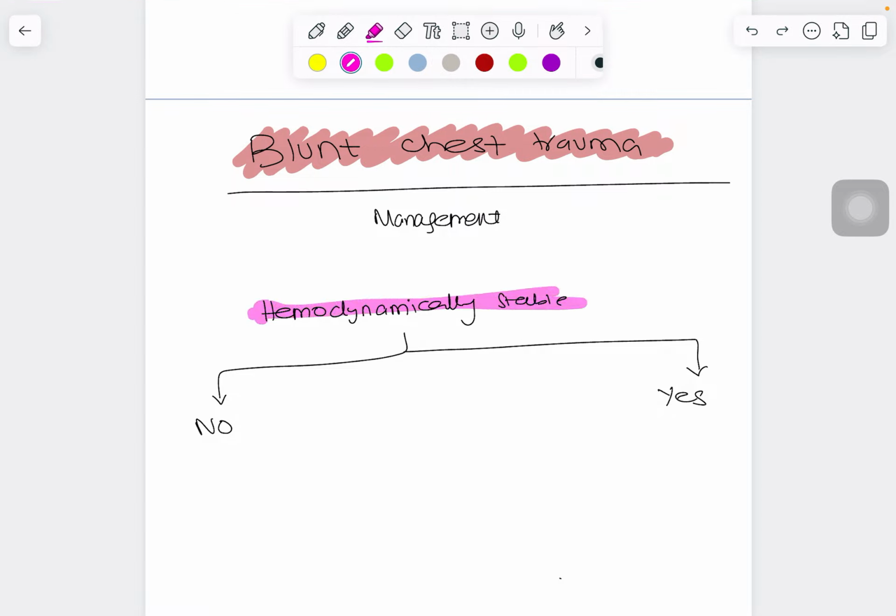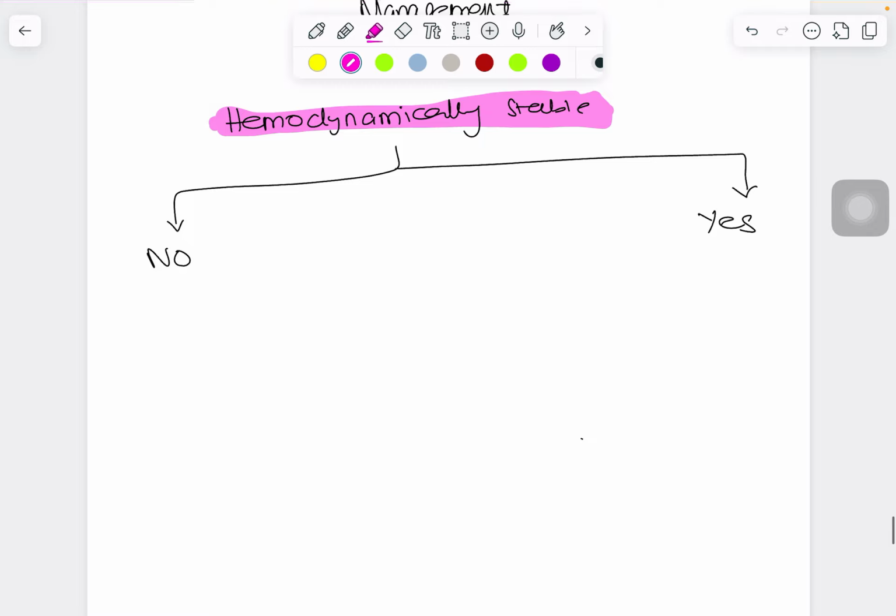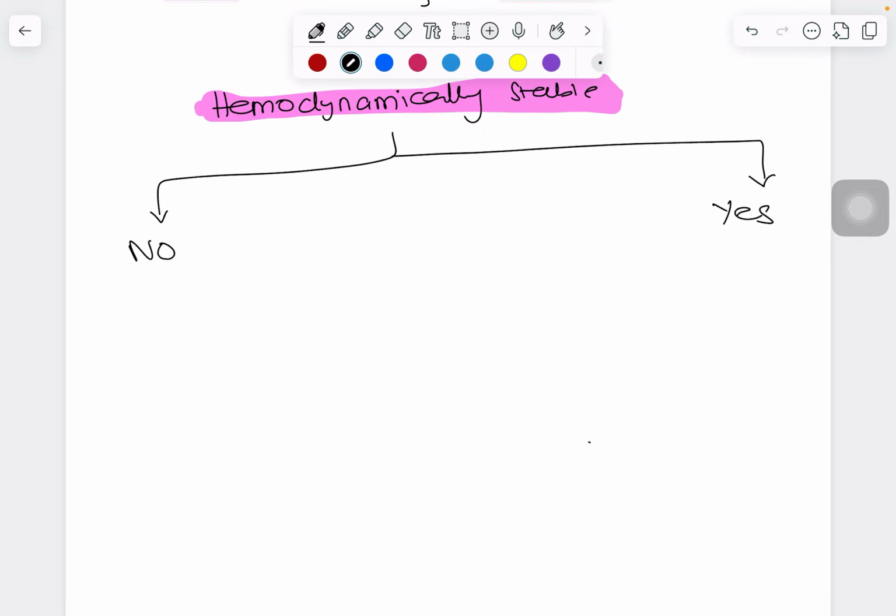The first most important thing in a patient who presents with blunt chest trauma is to understand if they're hemodynamically stable or not. And by this, I mean if the question stem mentions that the blood pressure is less than 90/60, that means they're hypotensive. If they're tachycardic with a heart rate greater than 100, if there are signs of shock, or if they have an altered mental status, this means that they are hemodynamically unstable. The first thing to do in that case would be to resuscitate and evaluate the patient.